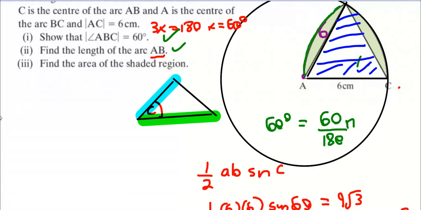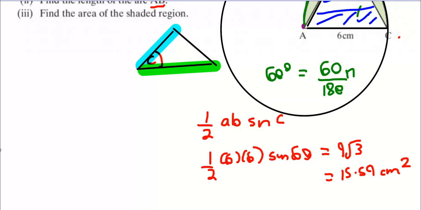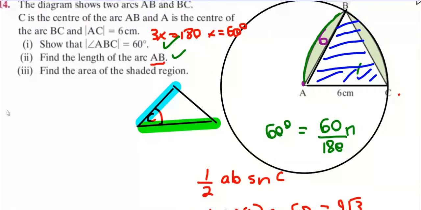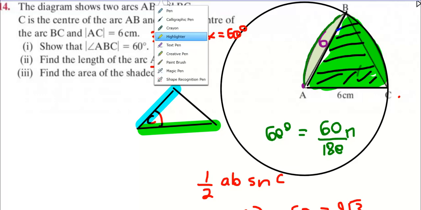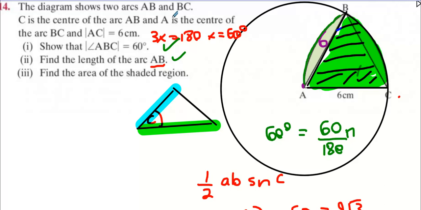First of all, prediction time. Are you predicting the answer bigger than 15.59 or smaller than 15.59? This area right here, bigger or smaller? No, we have to take them away from each other to get the outside parts. So bigger or smaller? Bigger. So your prediction is bigger than 15.59 or whatever it was.